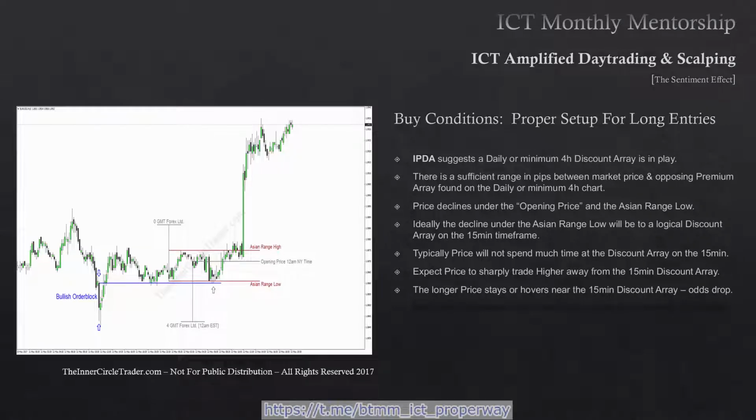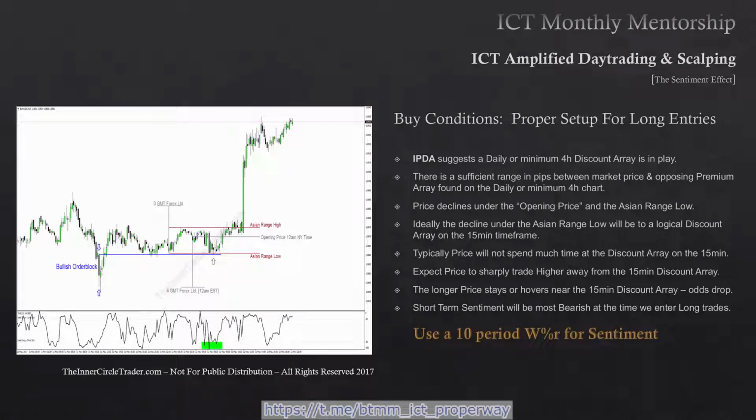The longer price stays or hovers near that 15-minute discount array, the odds drop off precipitously. We want to see immediate response because the banks won't keep that price level at a discount very long if it's going to be good. And short-term sentiment will be most bearish at the time when we enter our long trades.